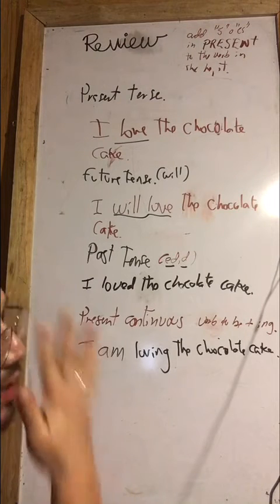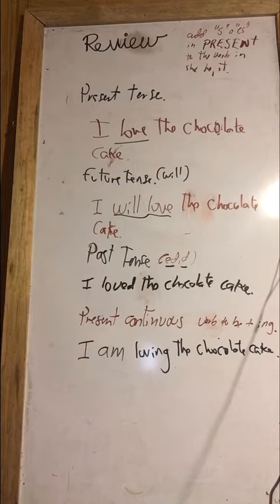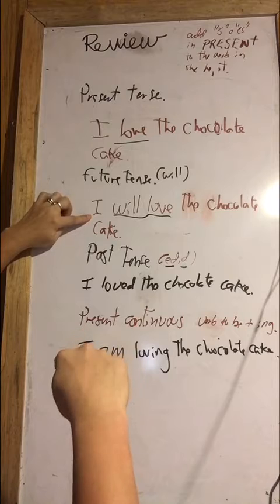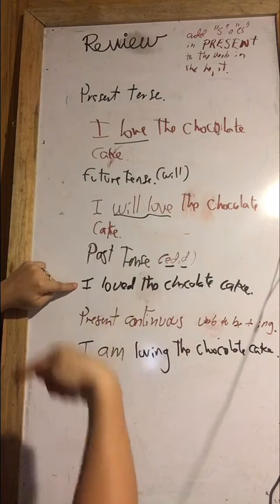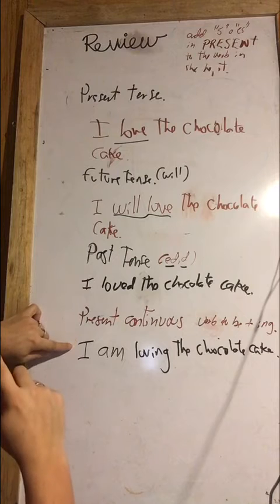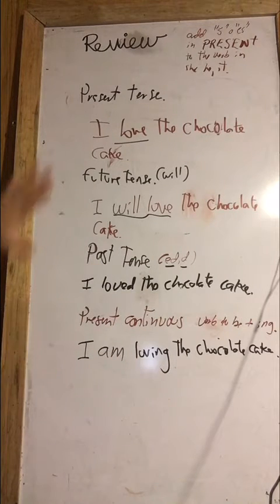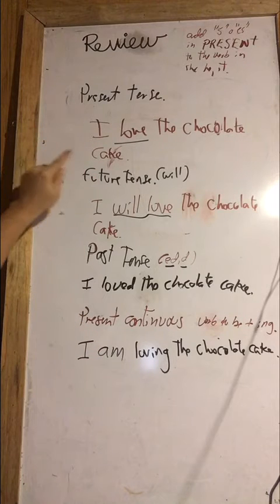So as you can see, the three sentences say the same idea of a chocolate cake in different times. I love chocolate cake now. I will love chocolate cake tomorrow. I loved chocolate cake yesterday. And I am loving chocolate cake right now constantly. And if we read the sentences, you'll see that they change kind of the same in Spanish.